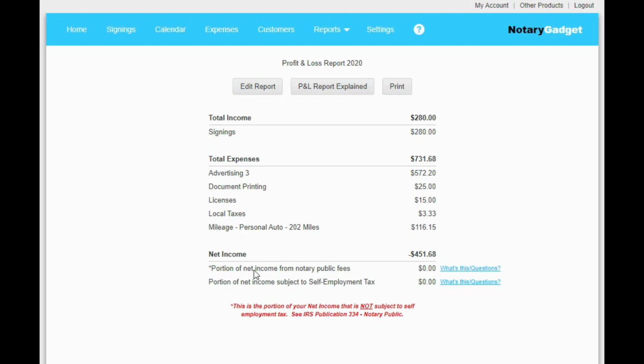then the portion of that profit that is from your notary public fees. And when I say notary public fees, those are your notarial acts that you're recording on each of your signings. And we'll get back to that in a second about how that affects your taxes.